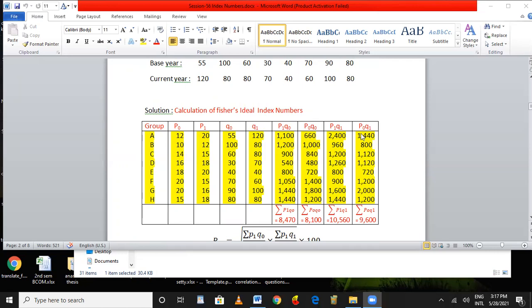P1 Q0, that is the P0 Q1. 12 into 120 is 1440. 10 into 80 is 800.